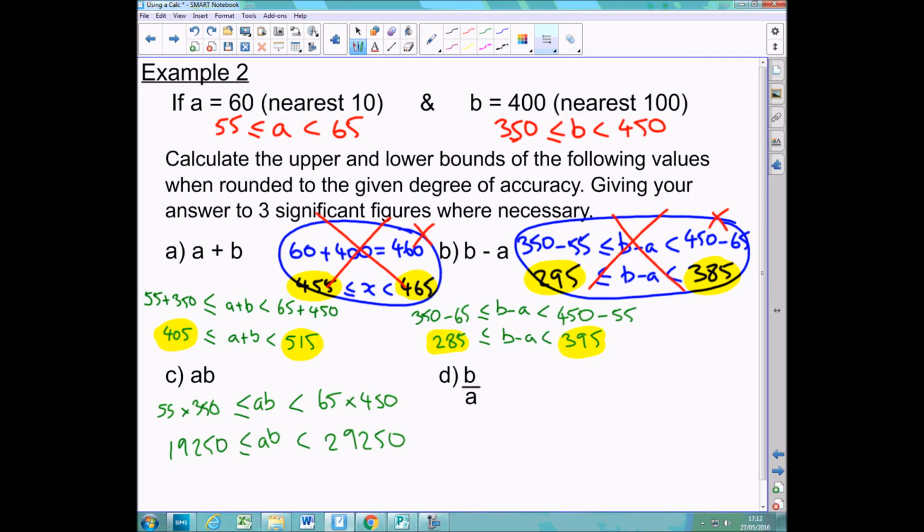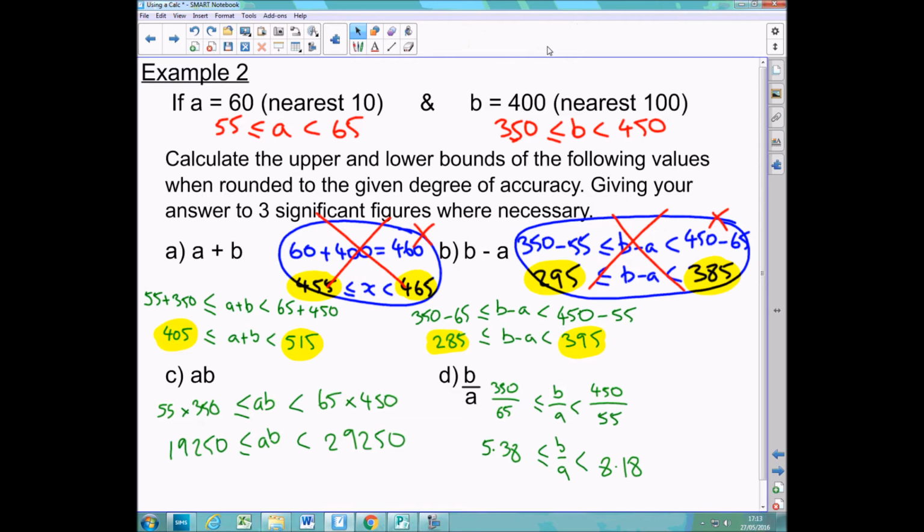Now when it comes to dividing, this time it's going to be very similar to the takeaway. So again, I want to start off with the lower bound having the smallest possible value and then dividing by the biggest possible value of A. And likewise for the upper bound, I want to start off with the biggest possible value and then divide by the smallest possible value of A. Now again, this time I'm going to get recurring decimals, so I'm going to have to round. I get a lower bound of 5.38 rounded to 3 significant figures and a value of 8.18 rounded to 3 significant figures.